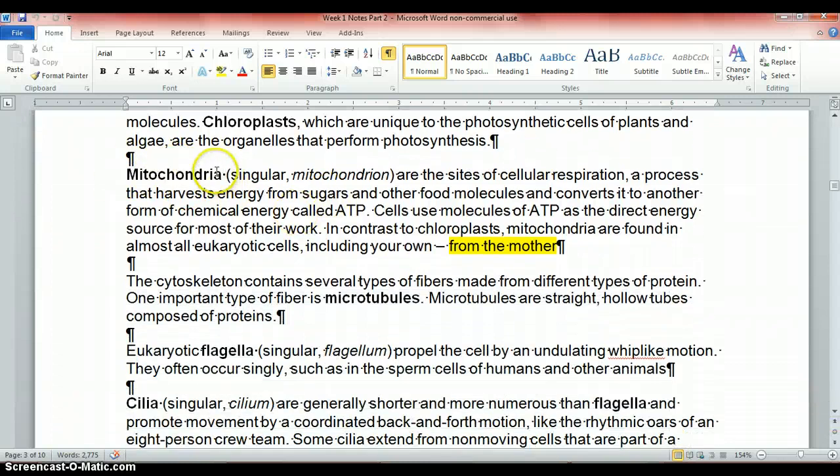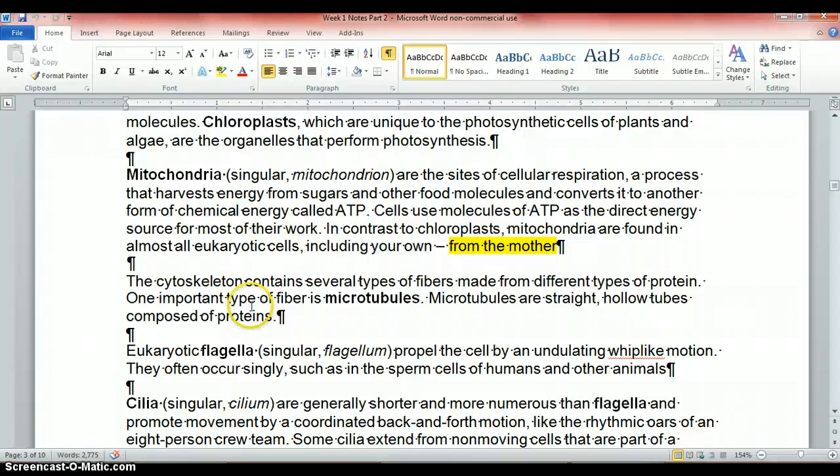Mitochondria, these are one of my favorites. They're separate from the rest of the stuff in your cell, in your body. They have their own kind of DNA, which makes them really unique. In terms of what they do within the cell, they harvest energy from sugars and other food molecules and convert it to another chemical form of energy called ATP. ATP is what we put our energy into, and we break it apart, put it back together.